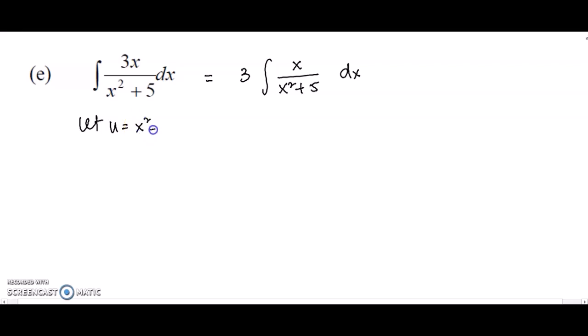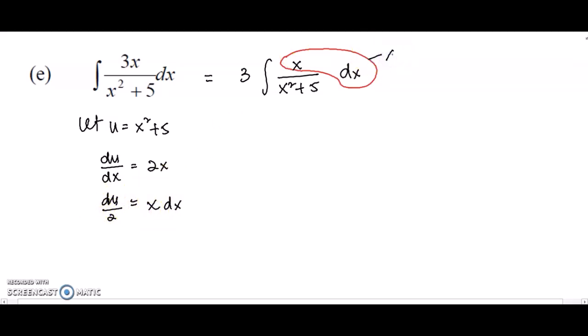Let u equal x squared plus 5. You get du dx equals 2x. And you might need to find the x dx from this statement so that it can be replaced in terms of du. So if I bring up the dx to the right, and bring down the 2 to the left, I have x dx equals du over 2. This means that this can later be du over 2.